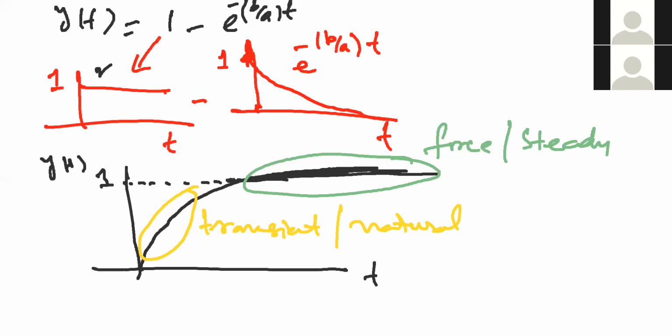Natural response of the system. Also, you already know about the first order system. So, what is the first order system? You have seen in your basic electrical engineering, or circuit analysis, the RC circuit or the RL circuit. If you have one energy storing element, this is the first order system.